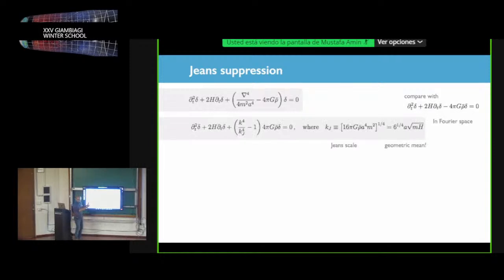There's a lot of things on here, so I'll break it down slowly. The Laplacian, when you go to Fourier space, or the gradient to the 4 just becomes k to the 4th. So that's why there's a k to the 4th here. I've just rearranged things. I've divided by 4 pi G rho here and then pulled it out just to make it look nicer. So now it looks like k to the 4th.